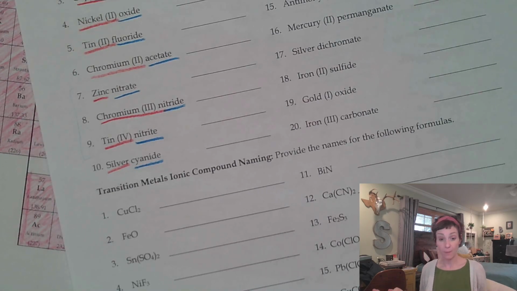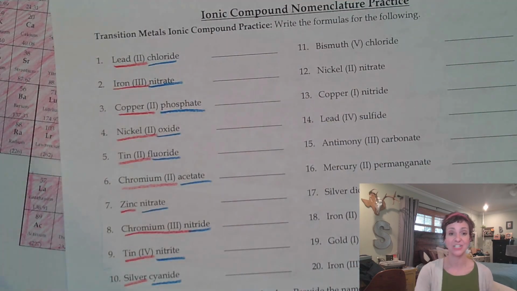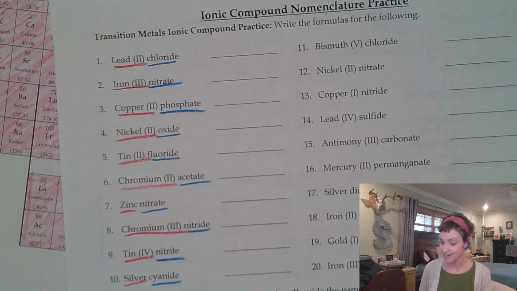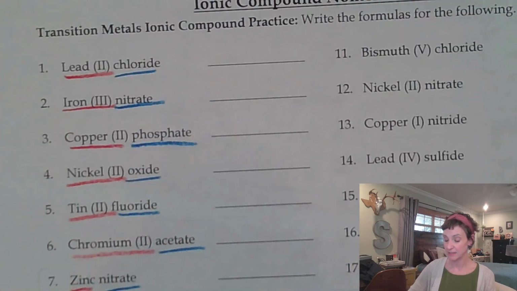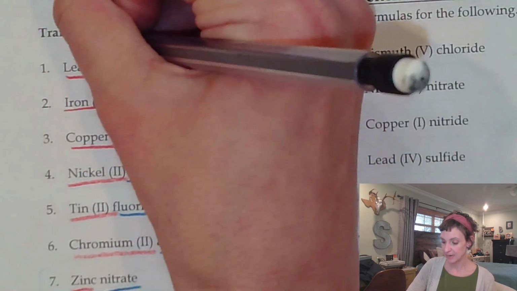We are excited about that. We are now ready to write formulas for these guys. The only sneaky business here is that the Roman numeral in parentheses represents its positive charge, okay? So we have lead. Lead's symbol, I'm going to zoom in a little bit, is Pb. And I'm telling you he's got a +2.